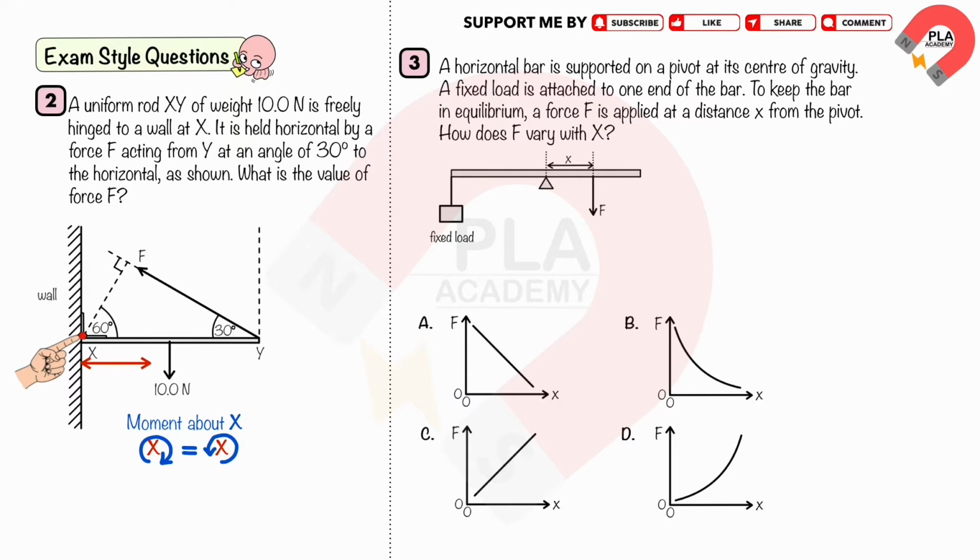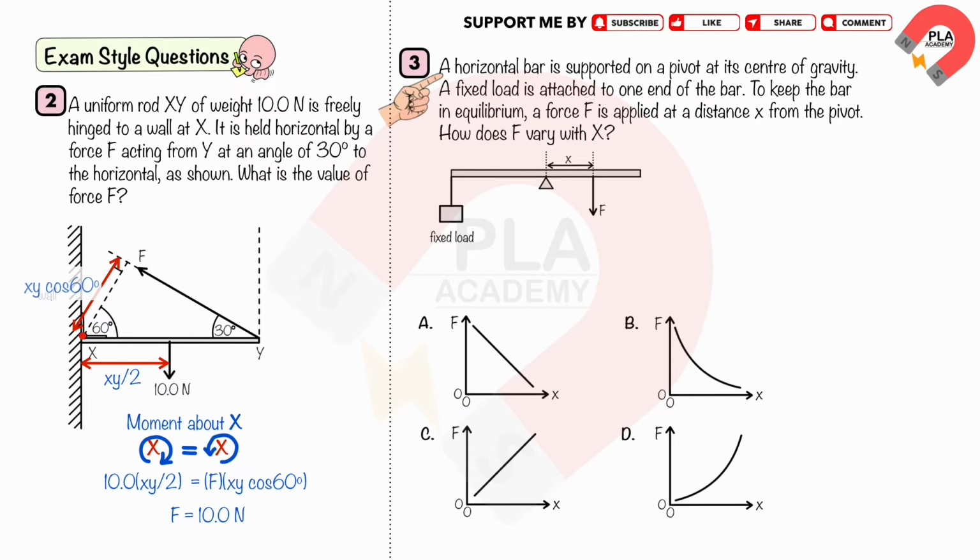A 10 newtons force acting at a perpendicular distance of half of XY from the point X creates a clockwise moment. So, the clockwise moment about the point X equals 10 times half of XY. The force F, acting at a perpendicular distance of XY cos 60 degrees from the point X, creates an anticlockwise moment. So, the anticlockwise moment about the point X equals F times XY cos 60 degrees. We solve the force F equals 10 newtons.